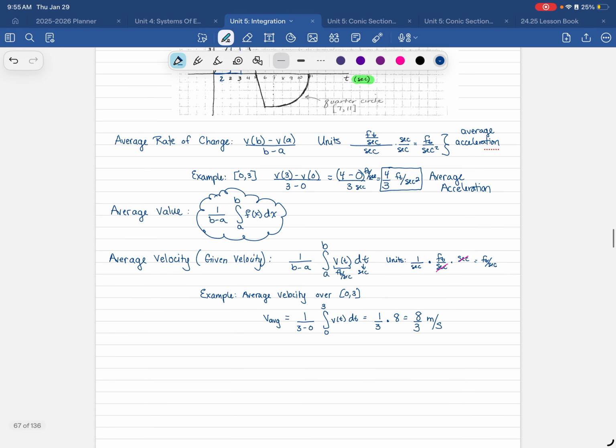All right, so notice this difference here. I have my average acceleration. I used the same graph to find both my average acceleration and my average velocity. We just had to find that in 2 different ways.